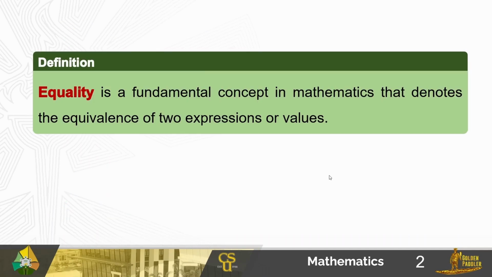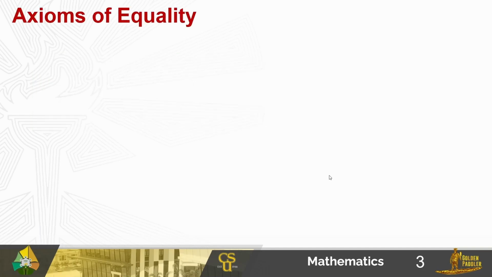First, let's define what equality is. Equality is a fundamental concept in mathematics that denotes the equivalence of two expressions or values. The axioms of equality are basic properties that describe how equality works in mathematics. These axioms are considered self-evident truths and form the foundation for much of mathematical reasoning. So, let's proceed with the axioms of equality.